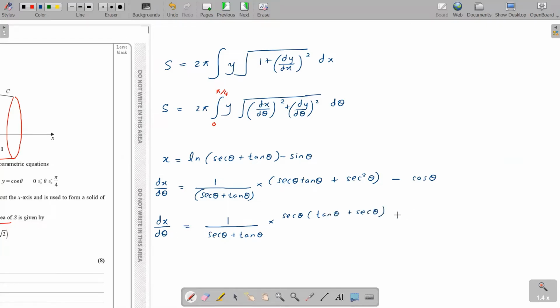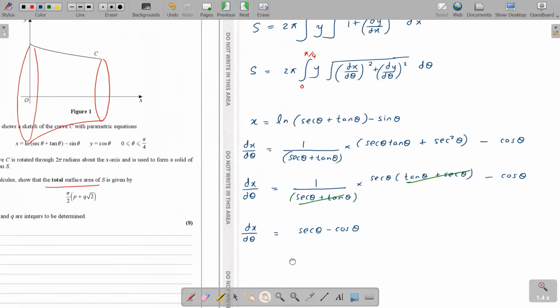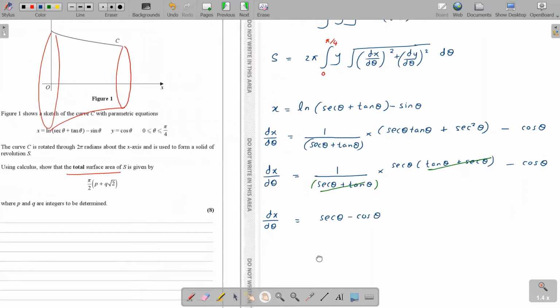Do you agree with me? Basically, I can cancel out the sec theta plus tan theta. Do you agree? Right, we can simplify this and then I get here dx by d theta is what? Sec theta minus cos theta. Right, sec theta minus cos theta. So we'll leave it at that and then get the differentiation of dy by d theta also.